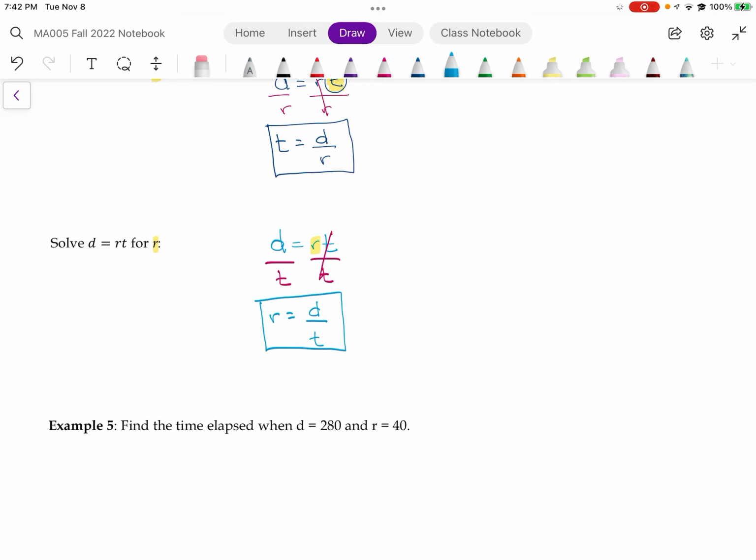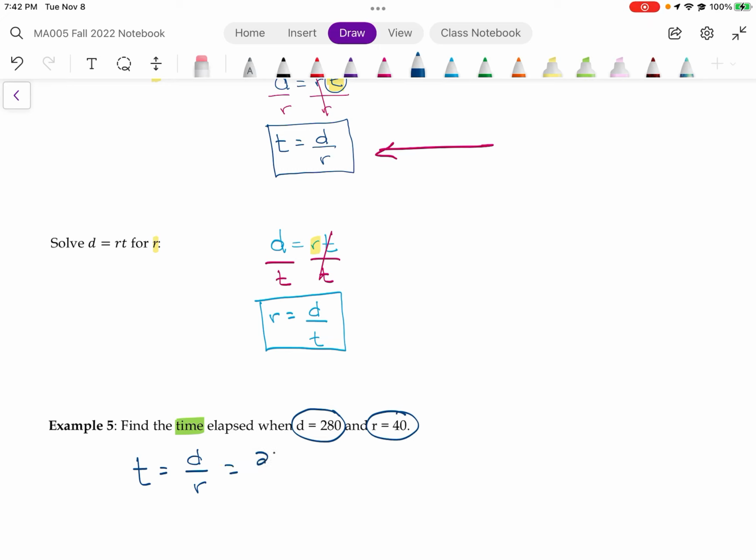So find the time elapsed, that's what we're looking for, when d equals 280 and r equals 40. Okay, so we're finding time. So why don't we just use that one right there? Let's go ahead and start with it. So we've got t equals d over r. Well, here's our d and here's our r.